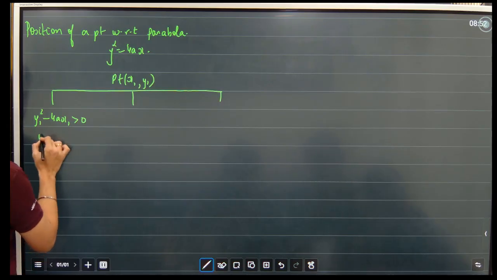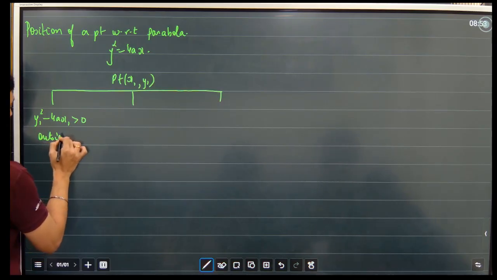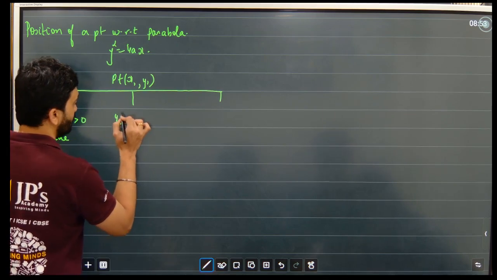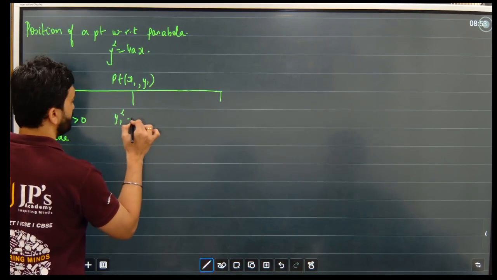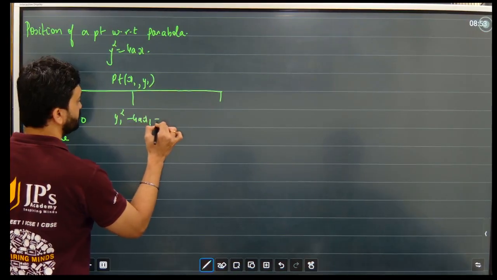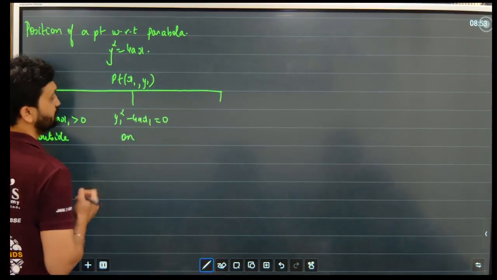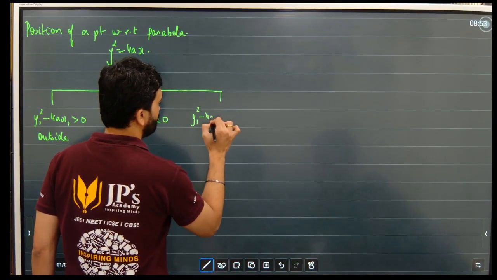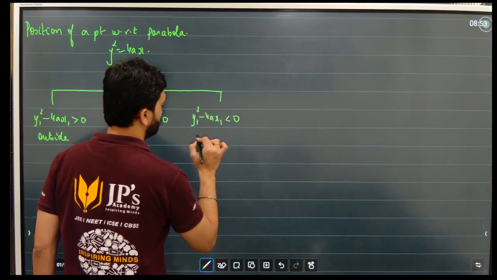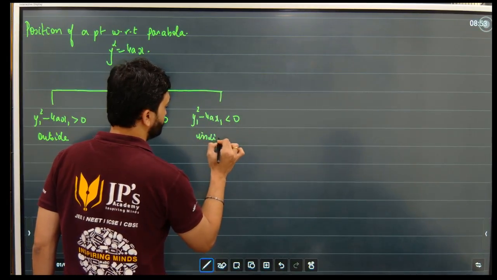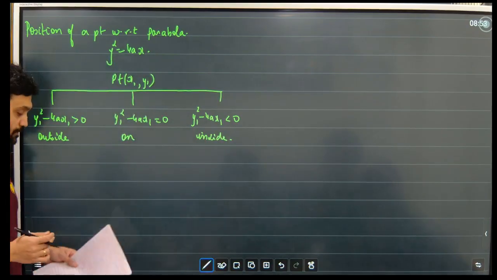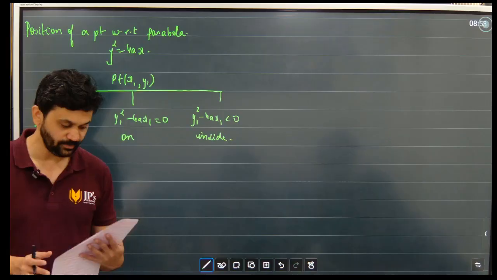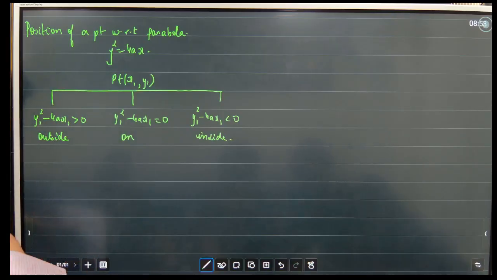it means that the point is outside. If y1 square minus 4ax1 is equal to 0, it means that the point is on the parabola. And if y1 square minus 4ax1 is less than 0, it means that the point is inside the parabola. So there are three conditions: the point is outside, the point is inside, and the point is on the parabola.